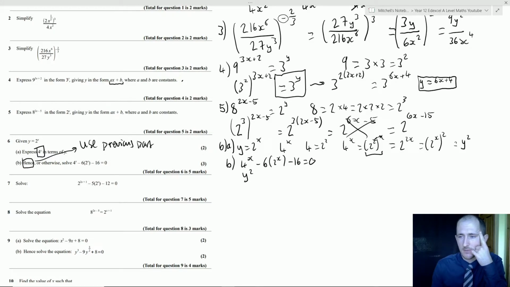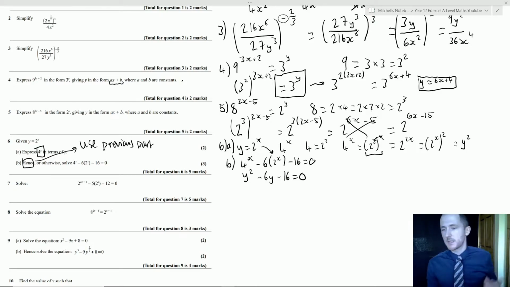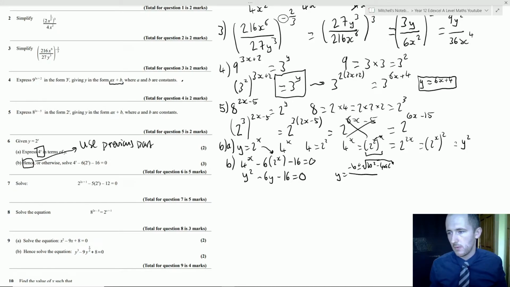2 to the power of x is equal to y. So, what if I just replace that with y? Well, now I have a quadratic equation. So the question is now, how do you want to solve it? Doesn't matter. You can use the quadratic formula, you can factorize, whatever you prefer. If I use the quadratic formula, I get y is equal to minus b plus or minus the square root of b squared minus 4ac, all over 2a. So again, just shove that all in your calculator. Actually, I'll write down the substitution as well, just so you know.